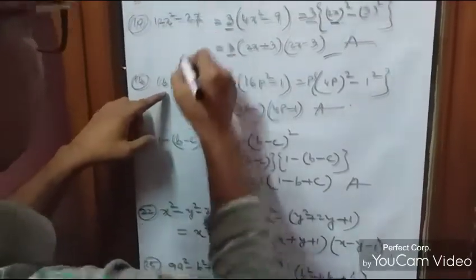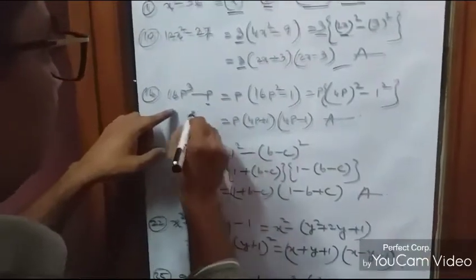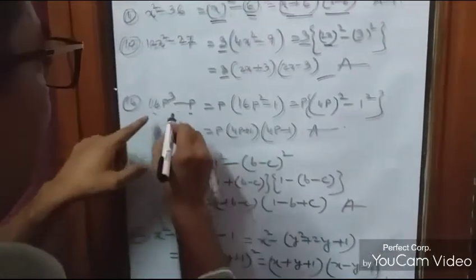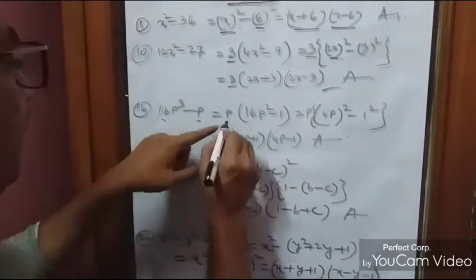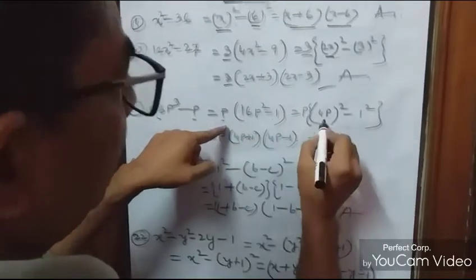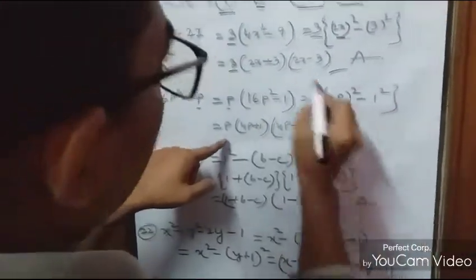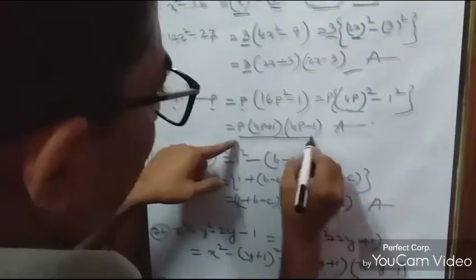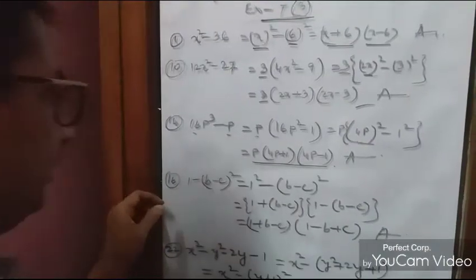Next one is 16p cube minus p. This is also the same. We first find the HCF of these two terms. It is p, and it comes 16p square minus 1. 16p square can be written as 4p square minus 1 square. So it is in the form of a square minus b square, and we can write it as 4p plus 1 into 4p minus 1.